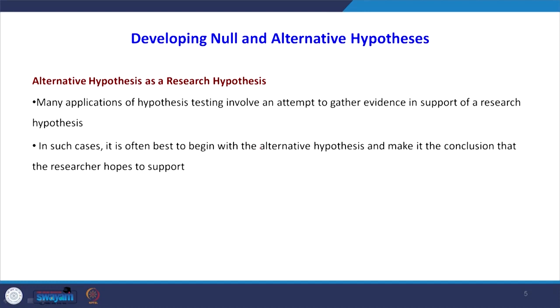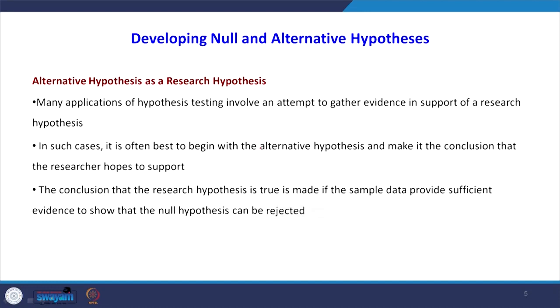So first you have to write the alternate hypothesis. The conclusion that the research hypothesis is true is made if the sample data provide sufficient evidence to show that the null hypothesis can be rejected. So if you want to accept your alternative hypothesis, the data collected from the sample has to support rejecting the null hypothesis.